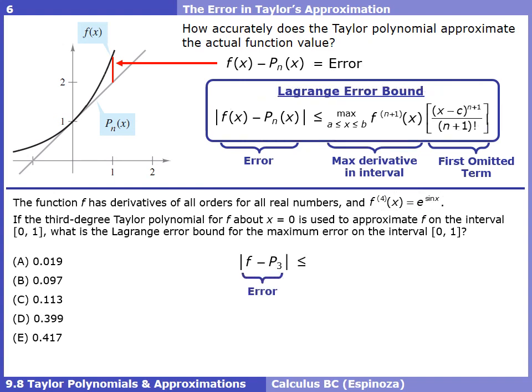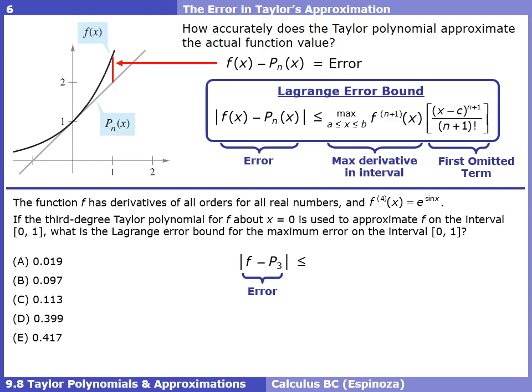Well, the first thing we need to write down is f of x. I'm going to go ahead and leave off the parentheses x part and just put the letter f. This thing is already complicated enough, so I'm going to just write f minus p of 3. Of course, we're using a third-degree Taylor polynomial because we're told that. So our error would be f minus the third-degree Taylor polynomial, or f minus p sub 3. So we know this error is going to be less than some value that we're trying to find over here in this multiple choice question.